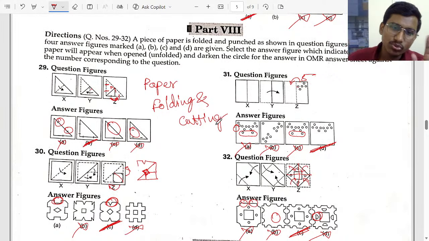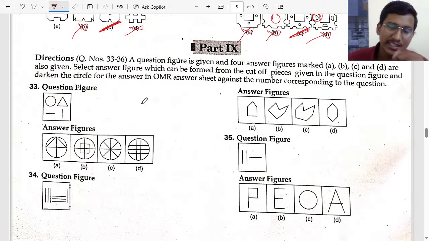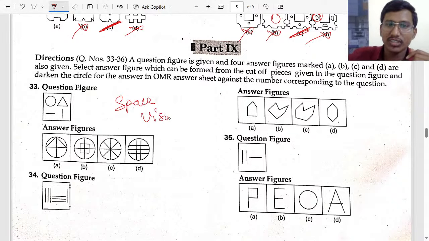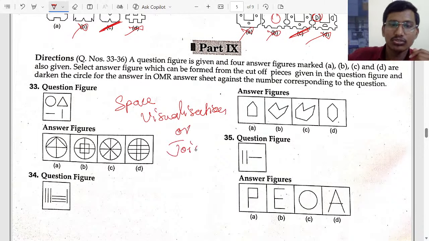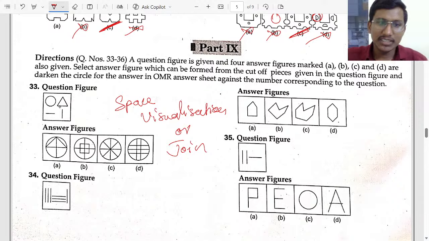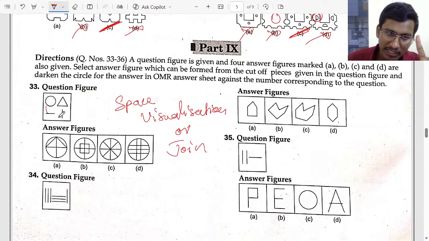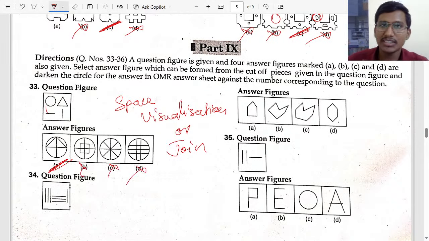Okay, good. Now let's do the next, part 9. Part 9 is making the figure, space visualization, or joining the figures. If you join these figures, which will be the option for question 33? There are two lines, one triangle and one circle. Which is the answer? Option A, right? That is the answer. Not B, not possible. C is also not possible. D is also not possible.